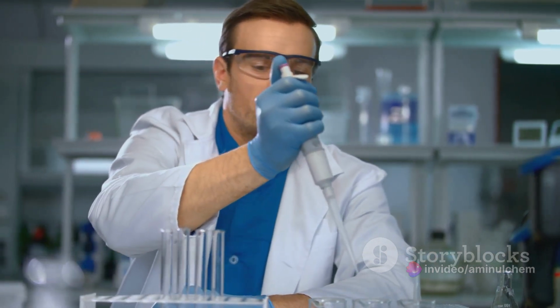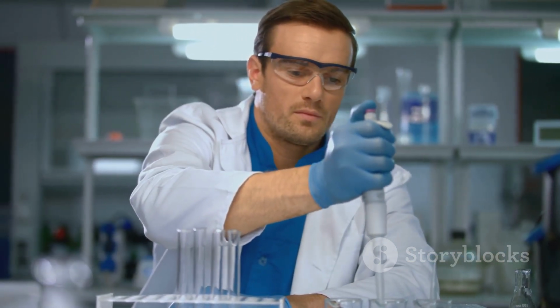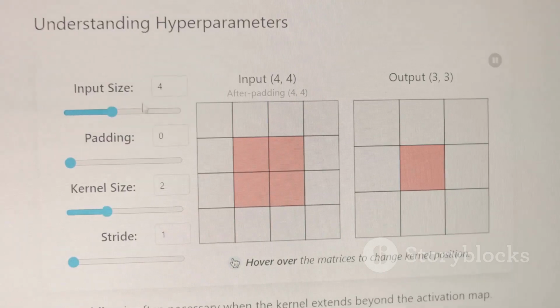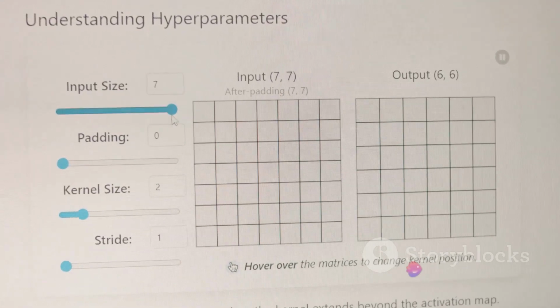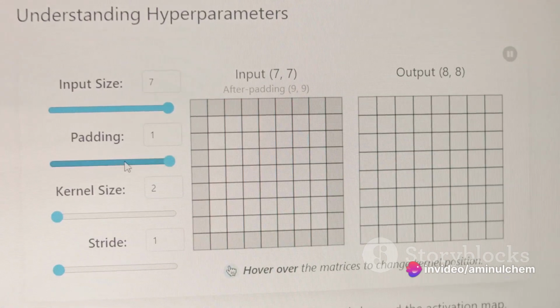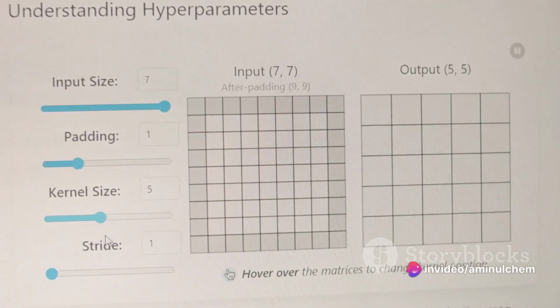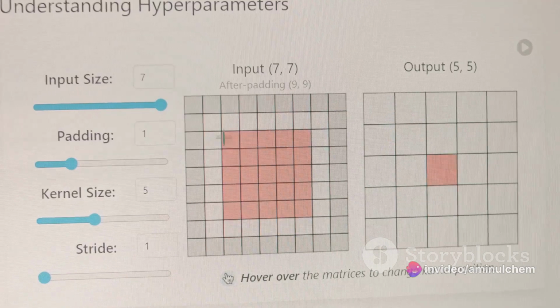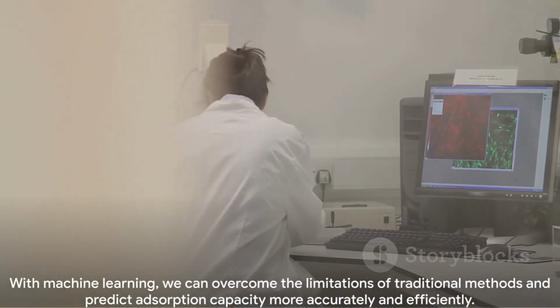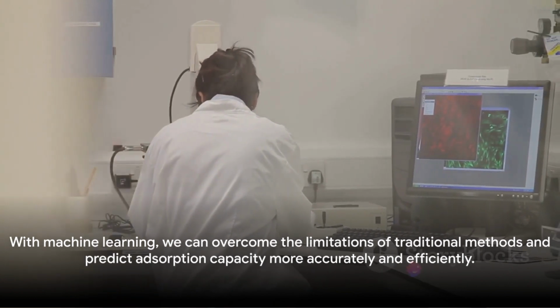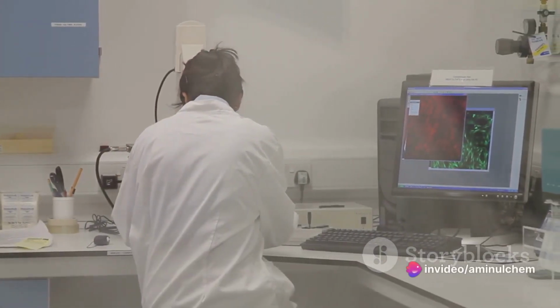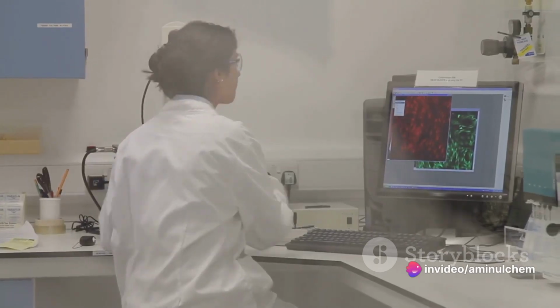It's like having a super intelligent assistant who can sift through all the data and identify the patterns that matter. The result? High-quality models that can accurately forecast adsorption efficiency. But the real beauty of machine learning is its ability to improve over time. The more data it has to learn from, the more accurate its predictions become. So, as we gather more data on adsorption processes, our predictions will only get better. With machine learning, we can overcome the limitations of traditional methods and predict adsorption capacity more accurately and efficiently.